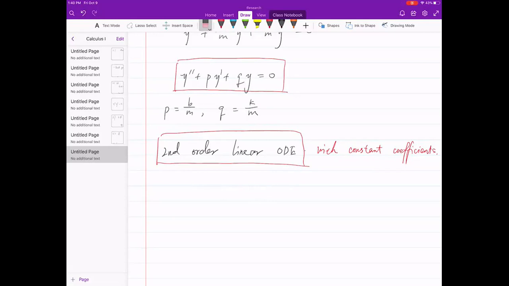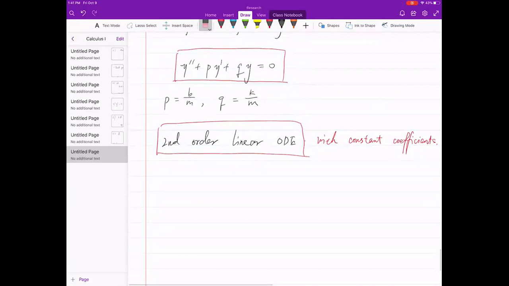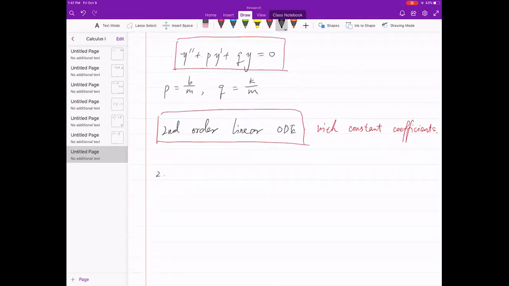Now we're ready to solve it. Of course, when we say solve it, we technically mean see the geometry, do the direction field. Okay, we cannot technically solve it yet. Geometry of the system.